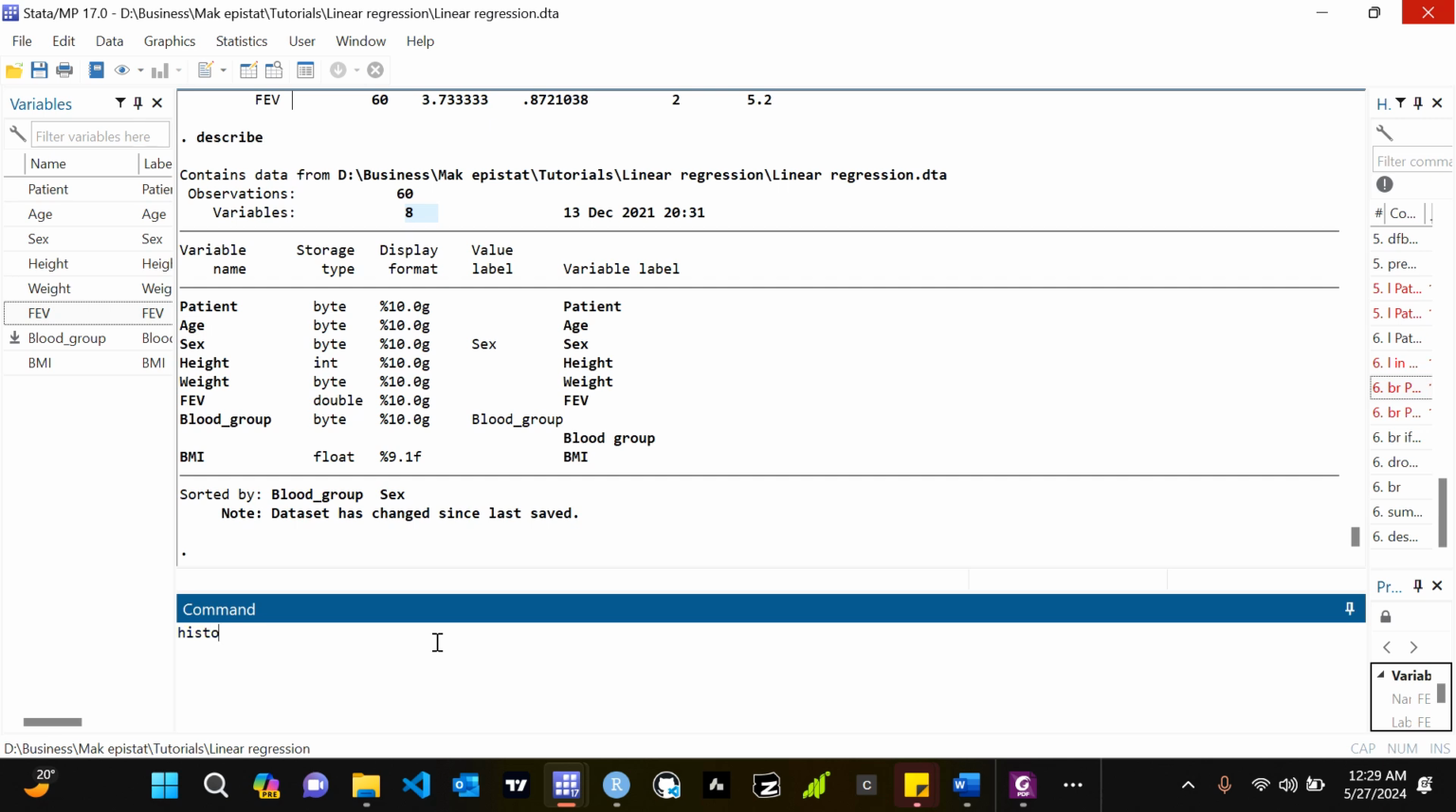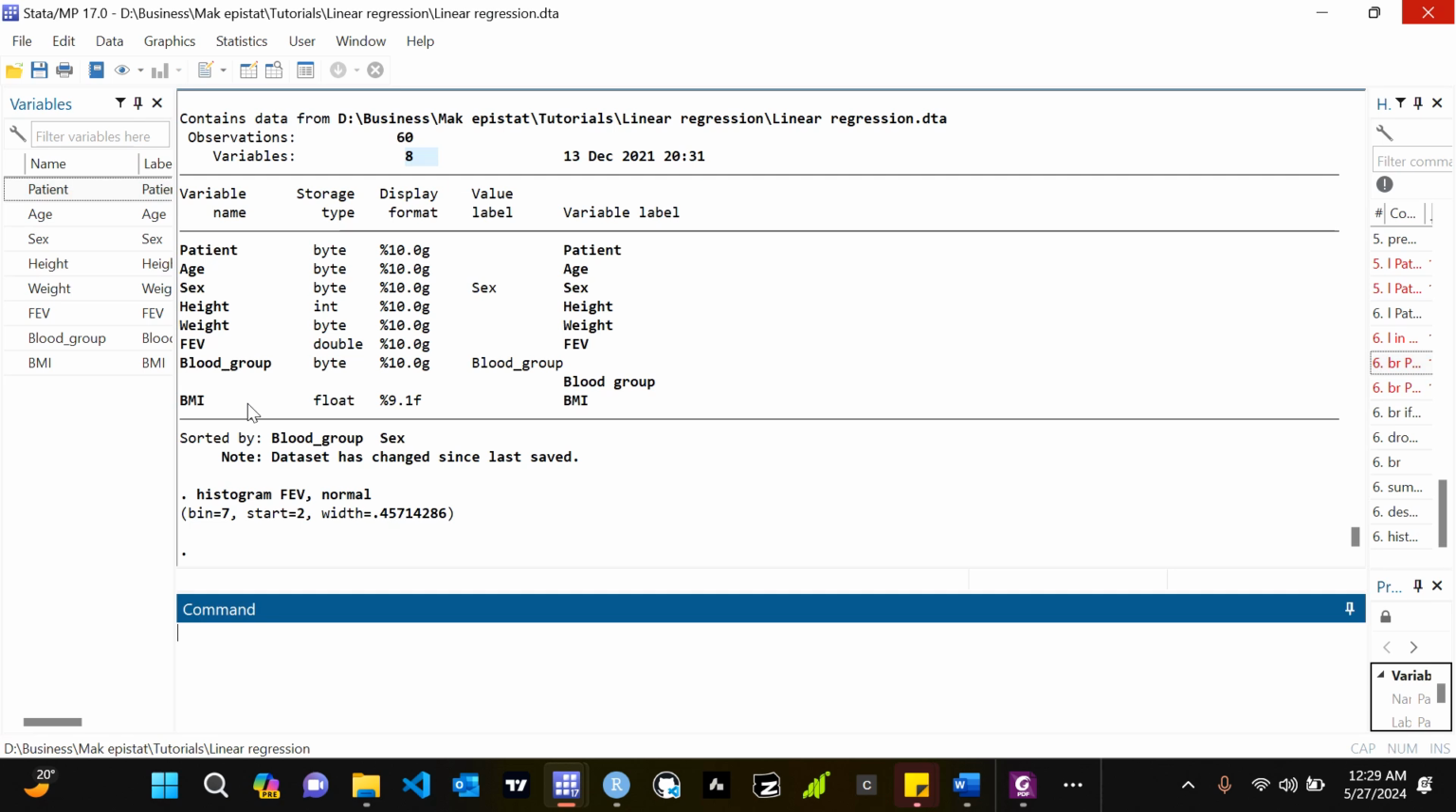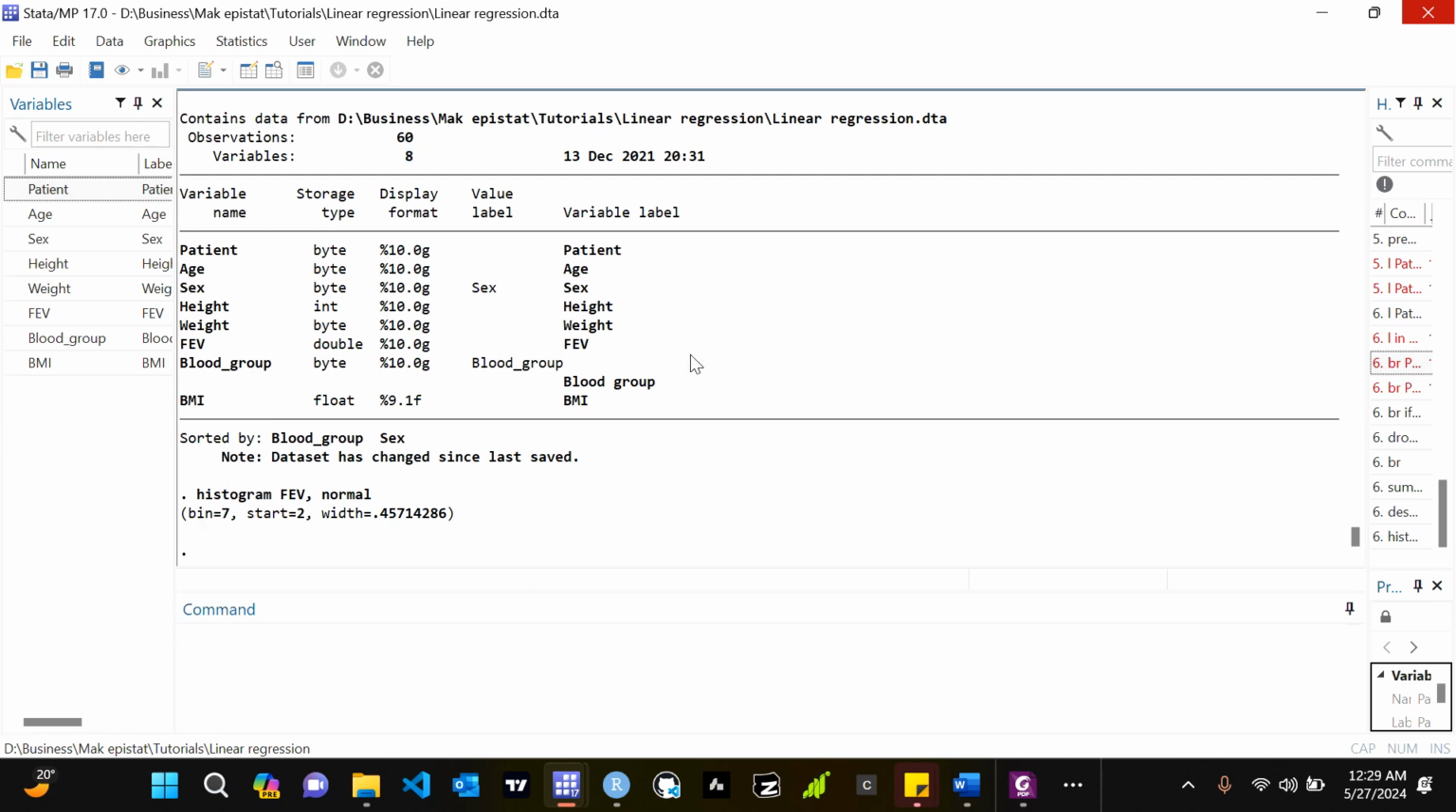If we want to see if our outcome is normally distributed, we can just do a histogram and put a normal distribution curve. Wow, it's an absolute disaster. It's not normally distributed at all. But we don't care about that because that's not the case.